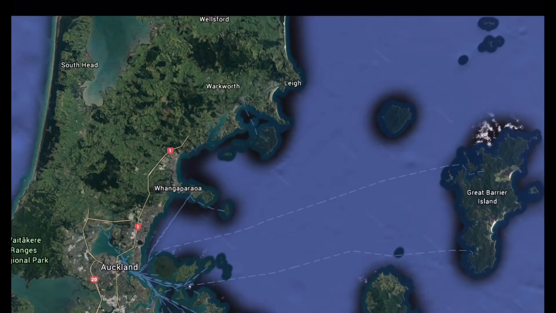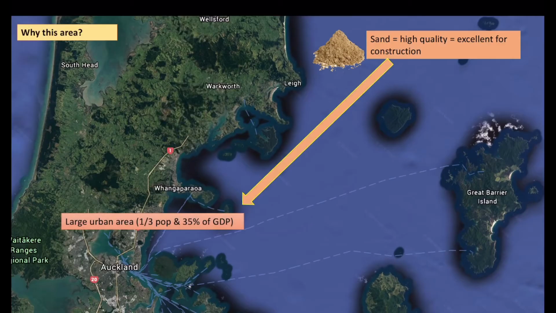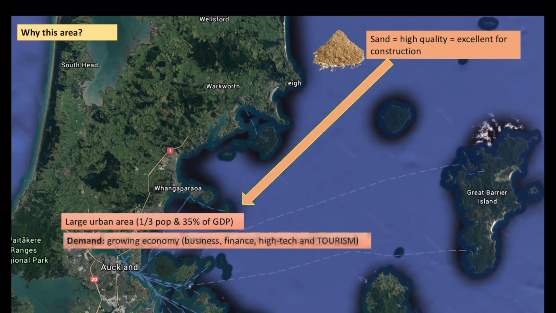So for this area of coastline, we need to know why this area in particular rather than another area. Well, the first thing is that the sand that you would get from the near shore off of Mangawhai to Pakiri is really high quality. It's excellent for construction. This is particularly important because right nearby we have Auckland, which is a really large urban area, has a third of the entire population of New Zealand and 35% of the GDP. And this whole Auckland area is a growing economy in terms of business and finance and the high-tech industry, but also tourism. And in tourism, that means beaches, coastal amenities, and so there is a lot of demand for the high-quality sand that they're extracting in the near shore here.